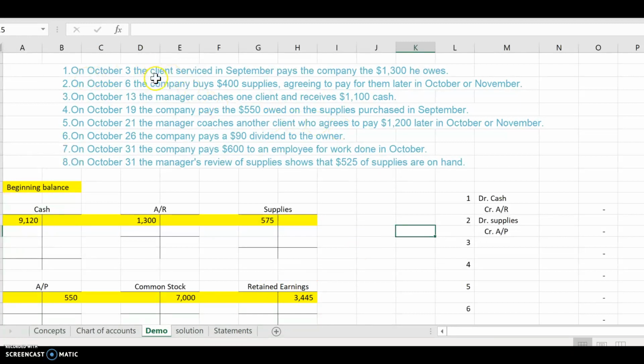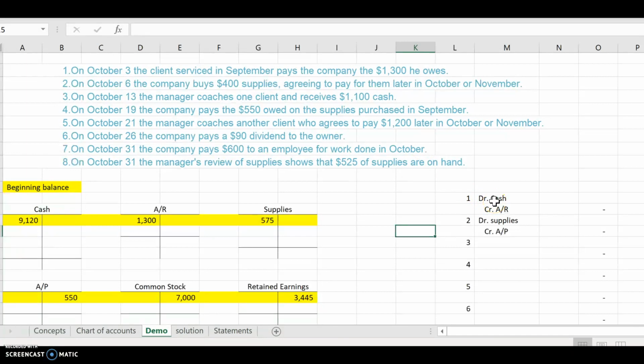So on October the 3rd, the client served in September pays the company the $1,300 he owes. What that means is we served a client in September, which we already recorded as debit accounts receivable, credit revenue, right? So we already recorded the revenue at that time.